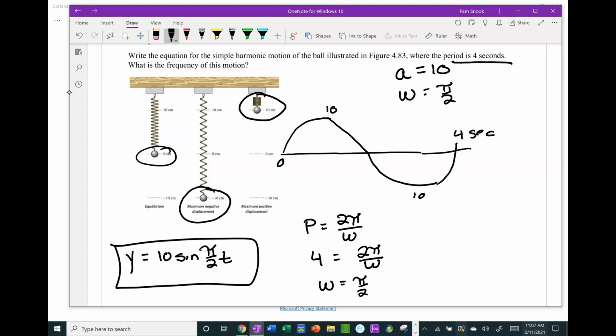And then the second thing it says is, what is the frequency of this motion? Well, omega is the frequency. So the answer for the second part, what's the frequency of the motion? Right here.